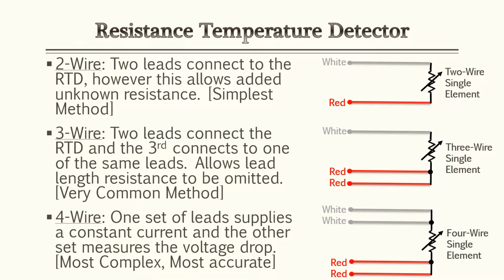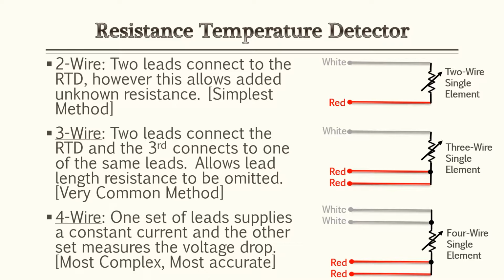Now, in wiring these RTDs, there's typically three configurations you'll come across: a 2-wire, 3-wire, and 4-wire configuration. A 2-wire is the simplest out of all of them. It's basically two leads that go straight to the RTD. However, when you have those two leads, it doesn't really tell you the length or the resistance of the cable you're hooking to the RTD.